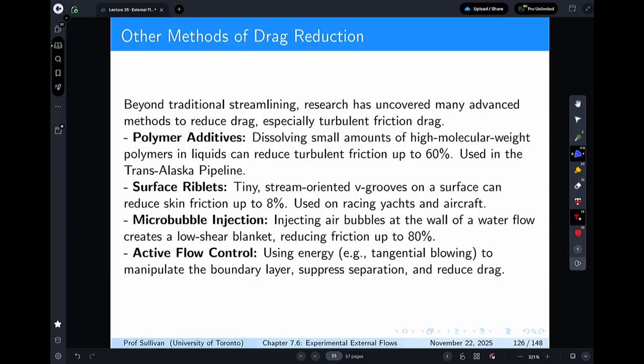Active flow control, so I do a lot of research in that area. Tangential blowing, synthetic jets, lots of different approaches to it. Again, very interesting. The issue is the maintenance cost, and we've looked at ways of dealing with it.